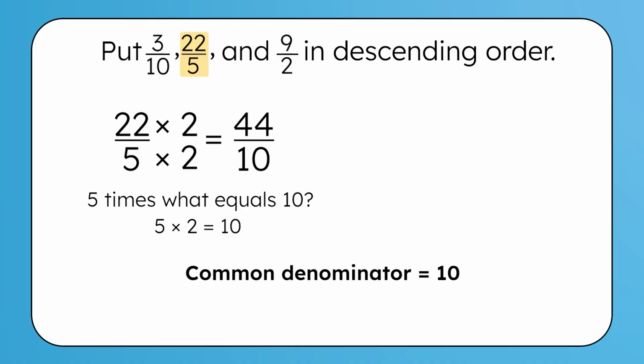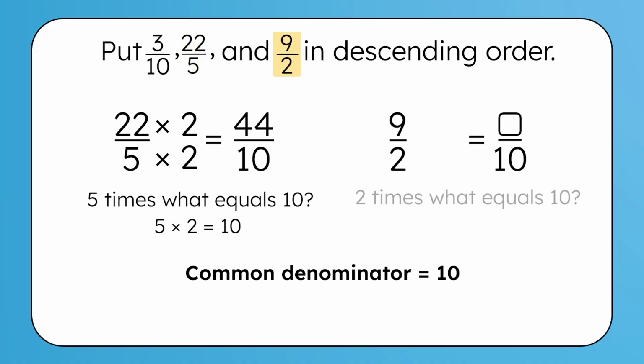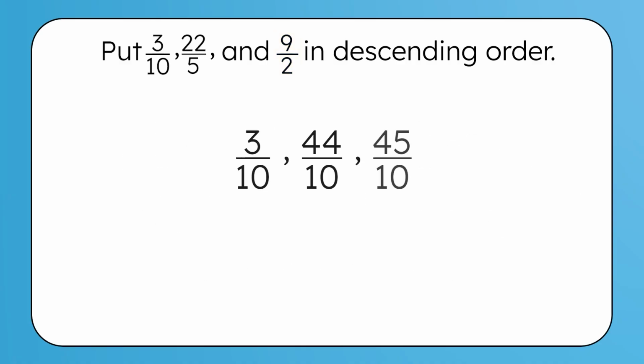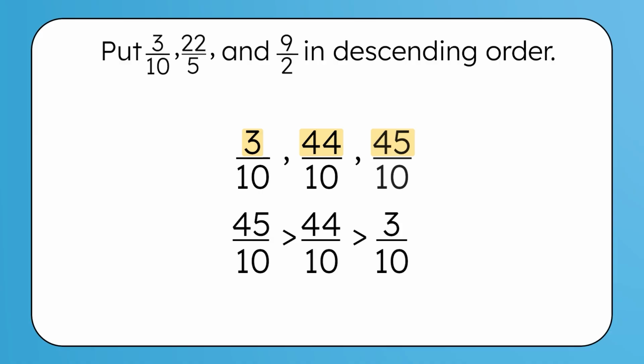Then, to rewrite 9/2 with a denominator of 10, we ask ourselves, 2 times what equals 10? 5. Multiply by 5 to end up with 45/10. Now we can compare. The numerators are 45, 44, and 3. Descending means greatest to least, so the order is 45 tenths, 44 tenths, and 3 tenths.